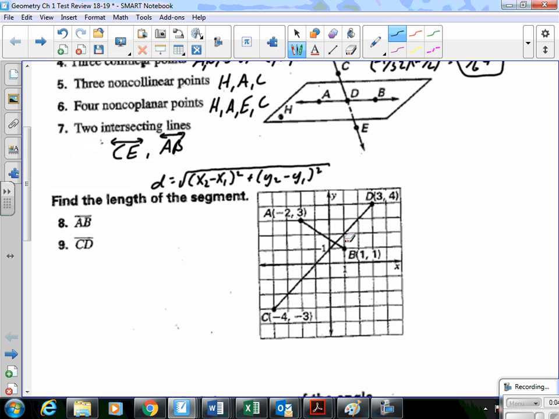All right, next one, finding the length of a segment. So lengths of segments uses the distance formula. The square root of x sub 2 minus x sub 1 squared plus y sub 2 minus y sub 1 squared. So for AB, the points we're using are -2, 3, and 1, 1. So working number 8 down here.